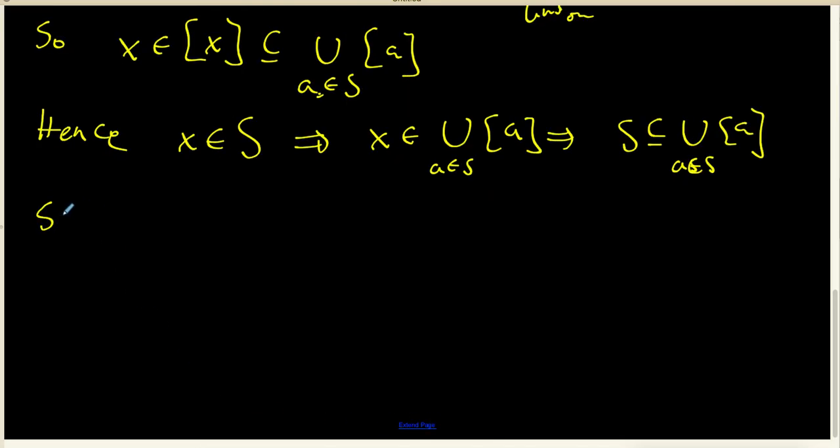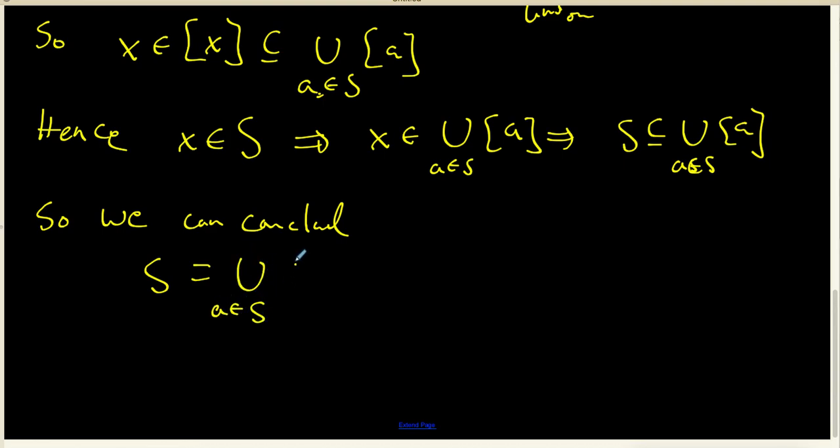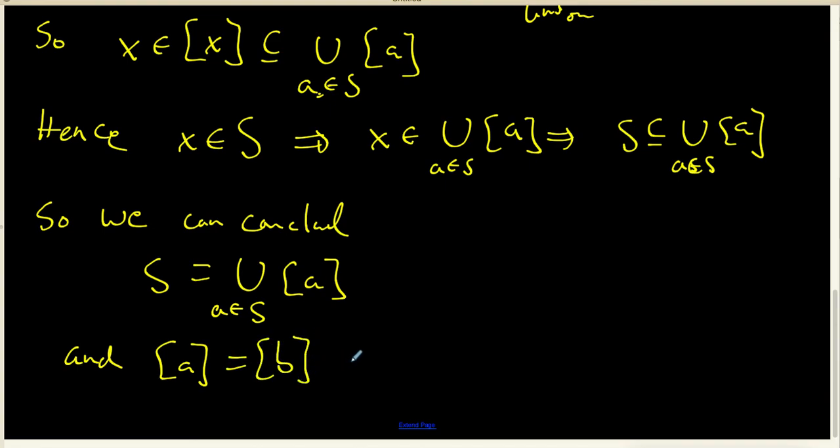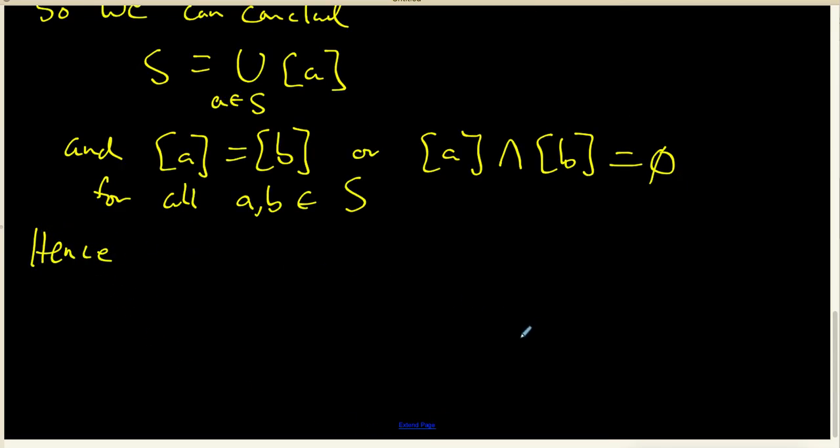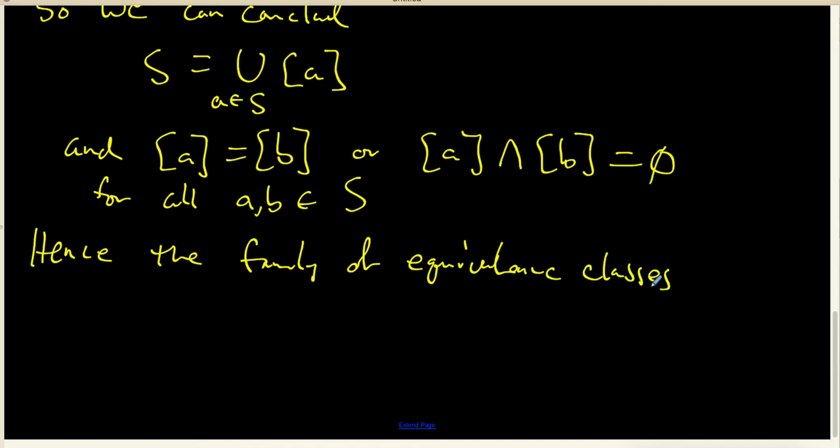Because of that, we can conclude that S is indeed equal to the union of all of the equivalence classes, and we already know that the equivalence classes either overlap completely or they are disjoint for all a and b inside set S. Hence, these last two things say the family of equivalence classes is indeed a partition of set S, and that completes the proof.